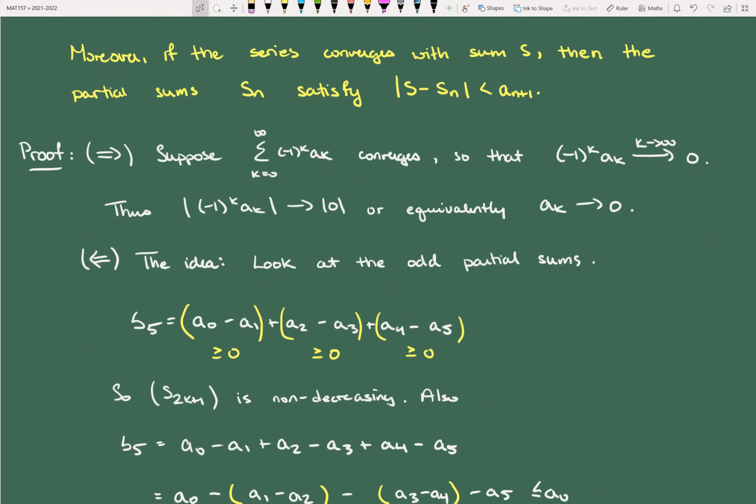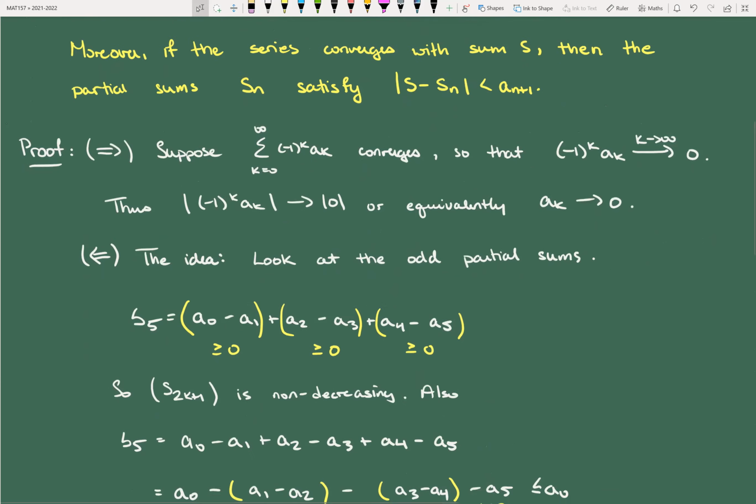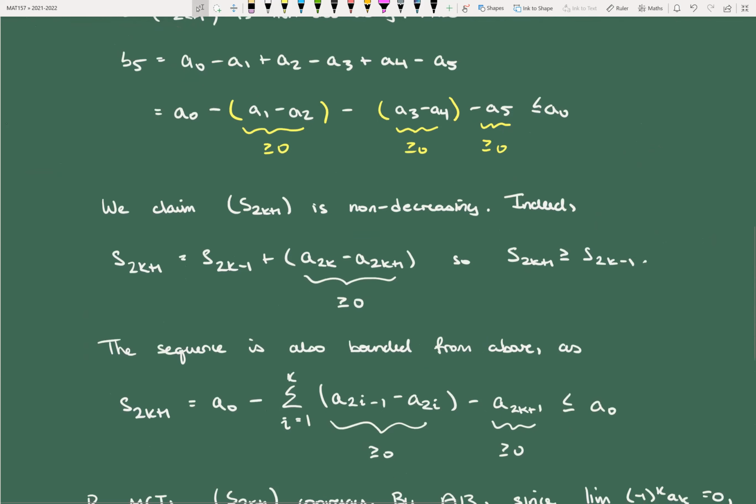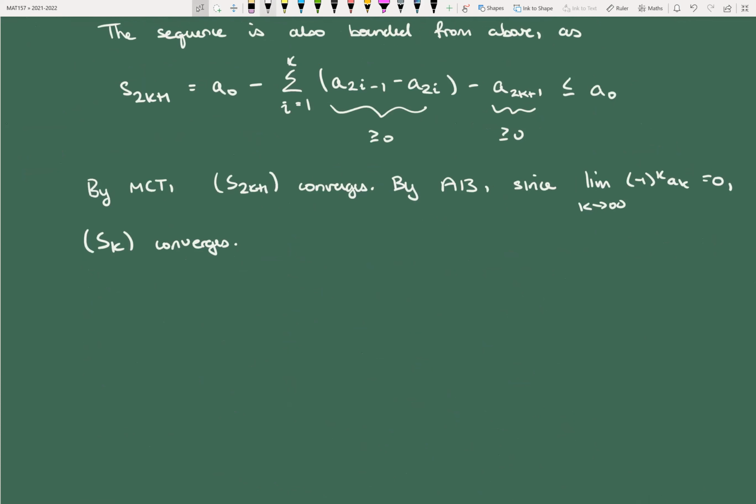At the top of the screen it says, moreover, if the series converges to some s, then the partial sums satisfy this relationship. This is surprisingly easy to prove. Basically what it says is the following. Let me draw a quick picture. So maybe here's your y-axis, and here's our sum s. Oh, you know what? Let me draw the axes.